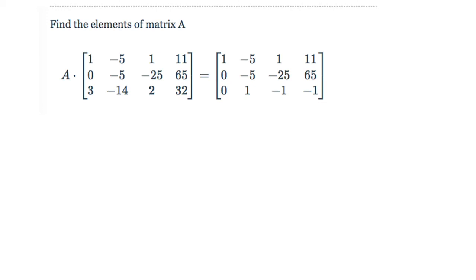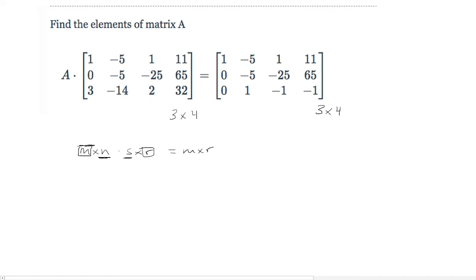Find the elements of matrix A. So matrix A is multiplying a 3 by 4 matrix, and the result is another 3 by 4 matrix. And so let's figure out first, what are the dimensions of A? For matrix multiplication, you want to make sure that these two numbers are equal. Okay? And the result is going to be these outside numbers.